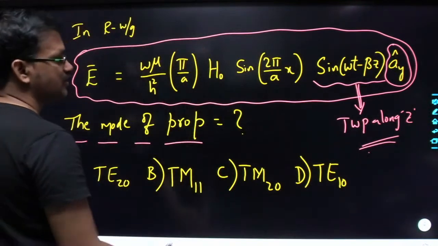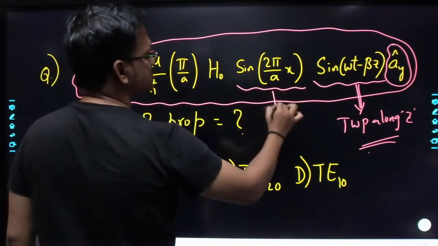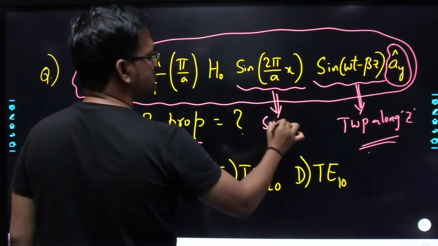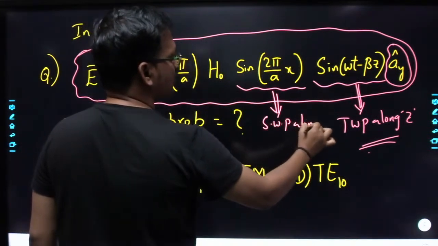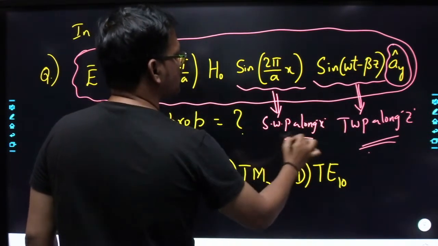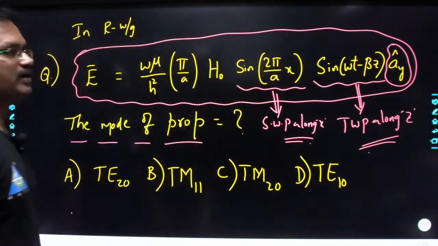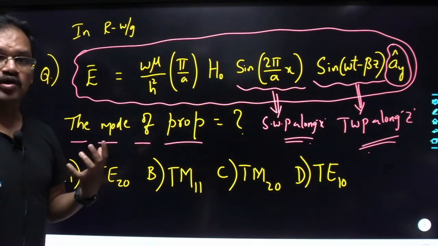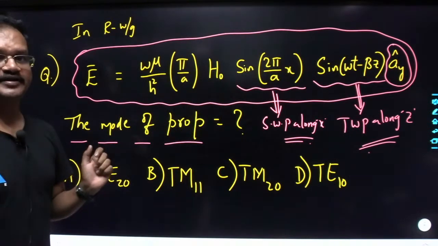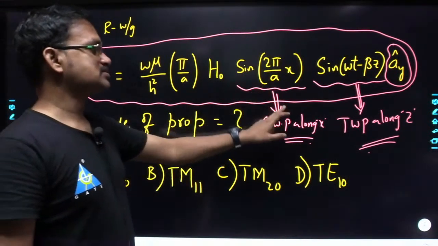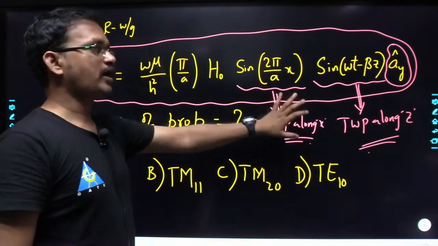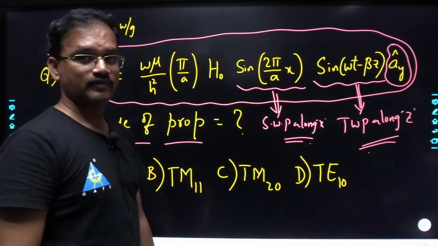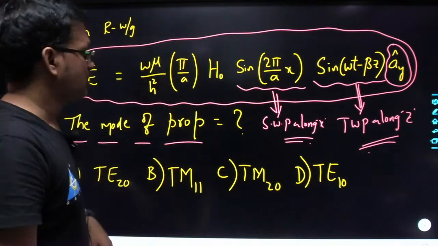Okay, and here this represents a standing wave pattern. This represents a standing wave pattern along what? Along x, right? So you are having only one standing wave pattern here, that is along x. You don't have any standing wave pattern along y, right? Okay, you are having only one standing wave pattern along x, you don't have any standing wave pattern along y, right?